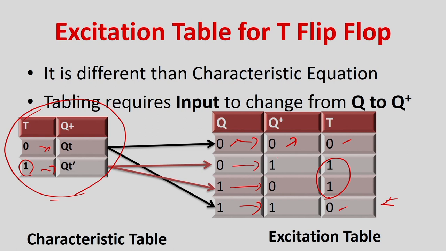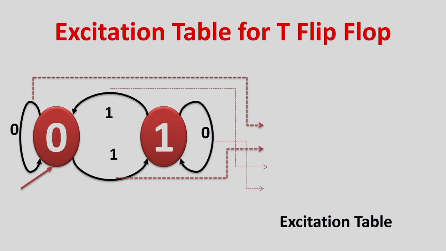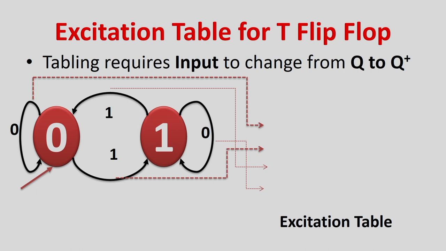If we want a change from 0 to 0, what should be the value of T? If we want a change from 0 to 1, what should be the value of T? This is what the characteristics table or excitation table requires. The excitation table tells what value of input we require to do a desired change. Suppose the current state is 0 and we want to change to state 1, what should be the input? So the table gives the required input to change from Q to Q plus, the desired change. The excitation table can be derived from the FSM diagram, and it gives the required input to change from Q to Q dash.